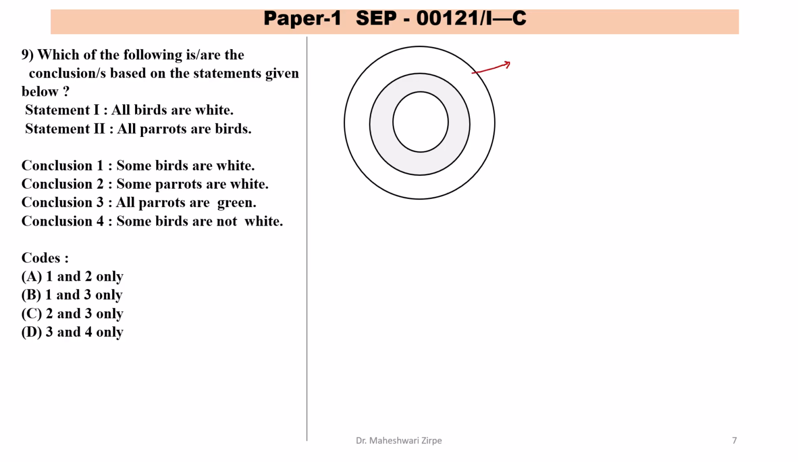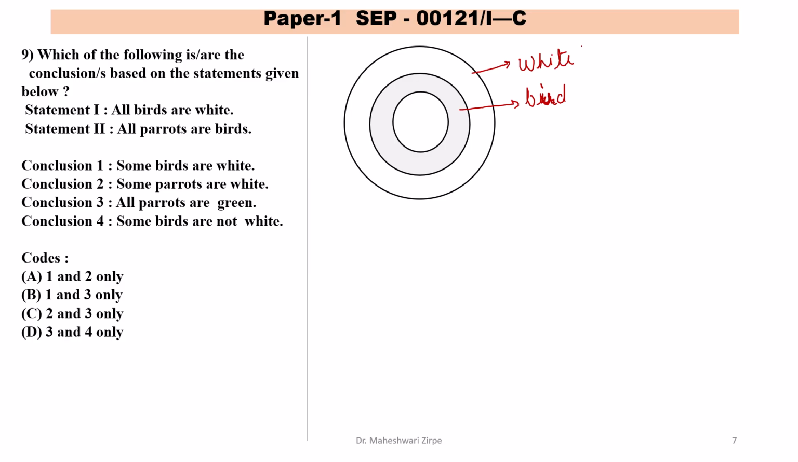The option for white. They are saying that all birds are white. So let this be for white. If this larger ring indicates white color, then whatever is inside this ring will indicate birds, because they are saying that all birds are white in color. So it will be inside the white color.